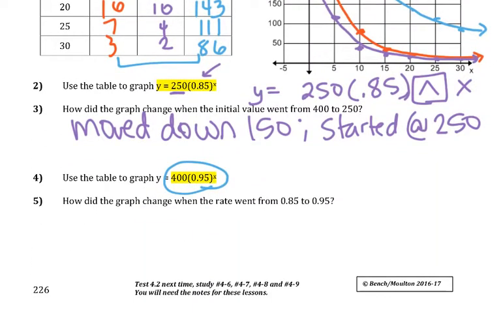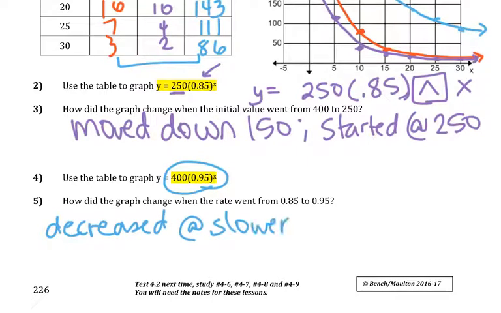So when I go and answer the question for number 5, how did the graph change when the rate went from 0.85 to 0.95? We're going to say it decreased at a slower rate, or you can say it did not decrease as fast, or it went down slower. Okay, so something like that, but it's all about the rate here because that's what changed.